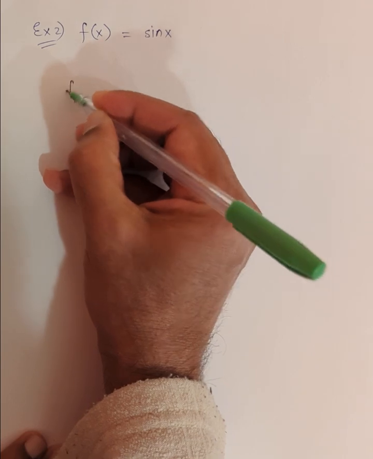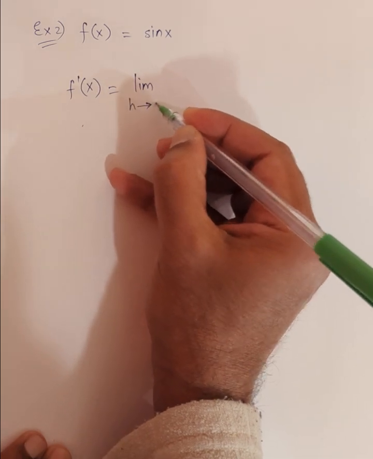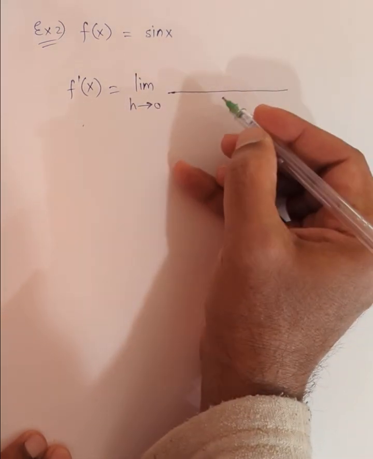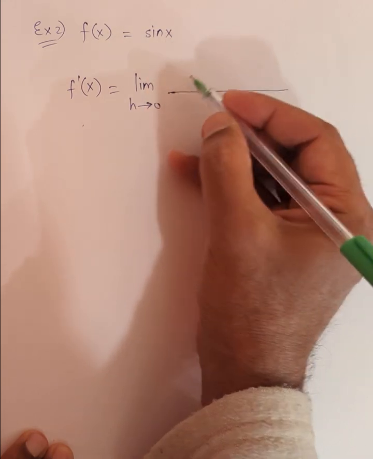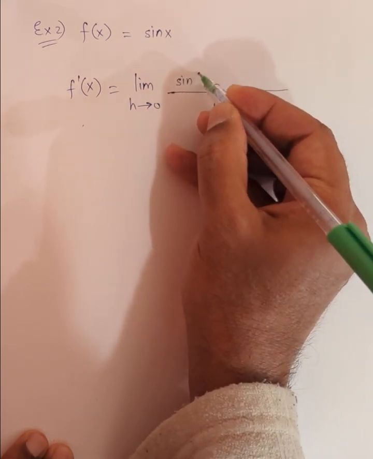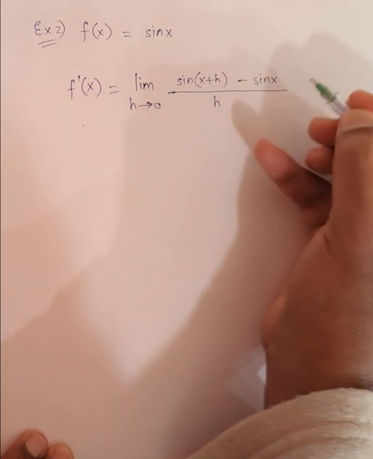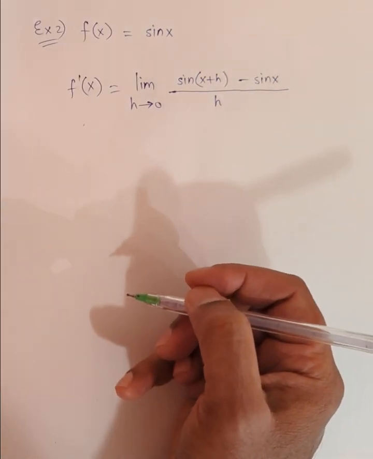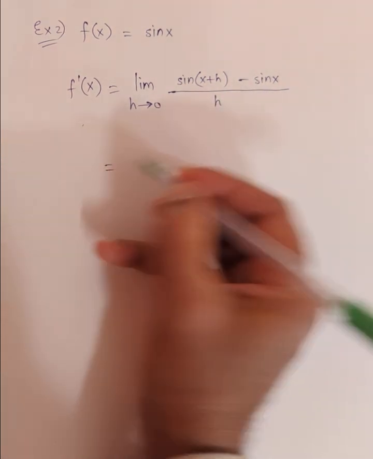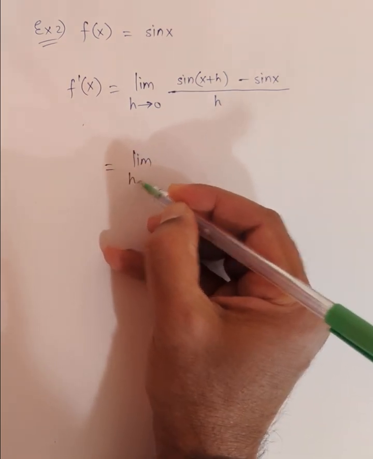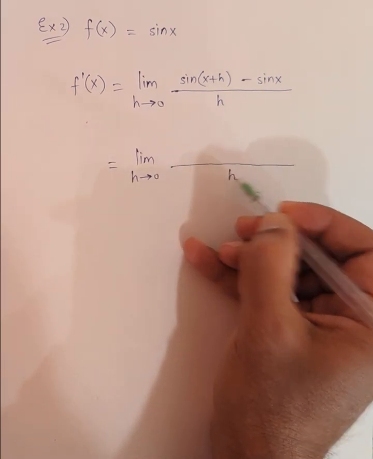And if I want to find the derivative f prime x, this time I'll remember to write limit h approaches 0. And the denominator is just h, but the numerator, I have to evaluate the function at x plus h. So it would be sine of x plus h minus sine x. So now I have to figure out what the numerator simplifies to. So let me go ahead and write down as much as I can. Limit h approaches 0, and it's a fraction where the denominator is h.